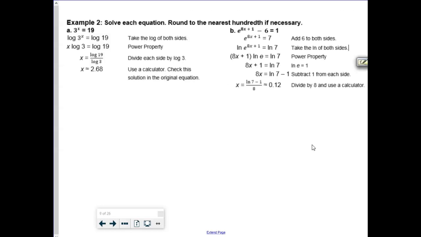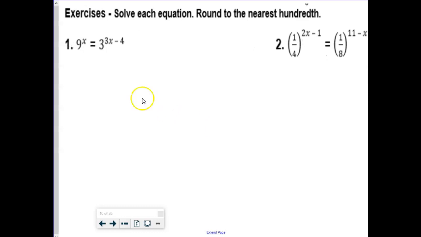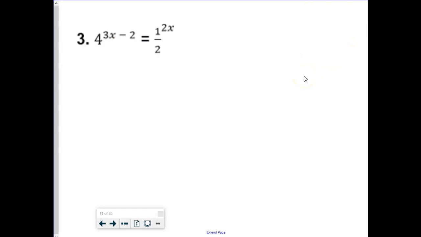Okay. So help me out, guys. I need to know what we've done and what we haven't done. Did we do number 1 in the notes? Yeah. Did we do number 2 in the notes? Yeah. Did we do number 3 in the notes? That's a good one to look at.